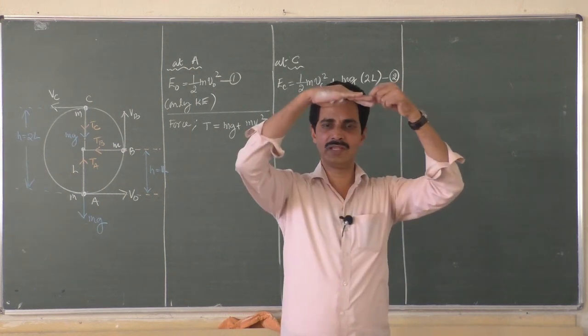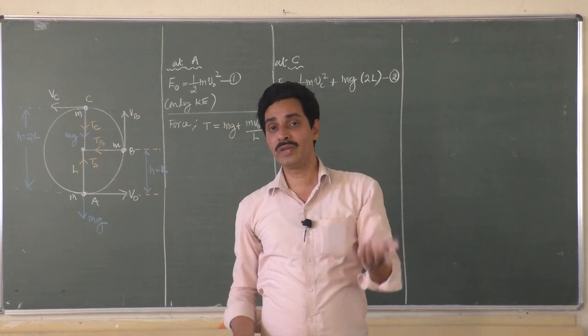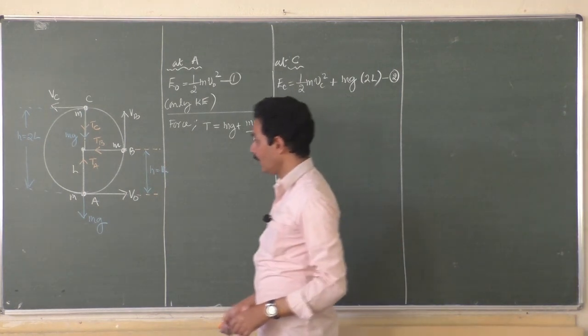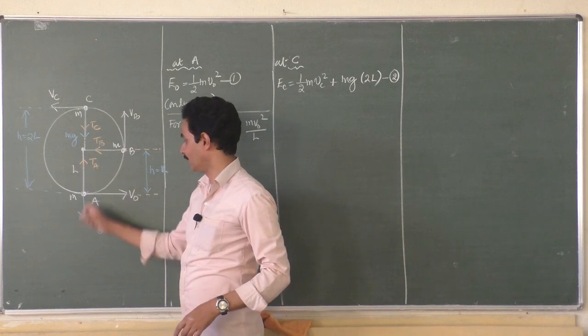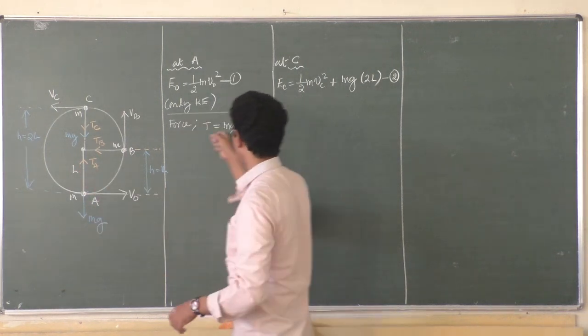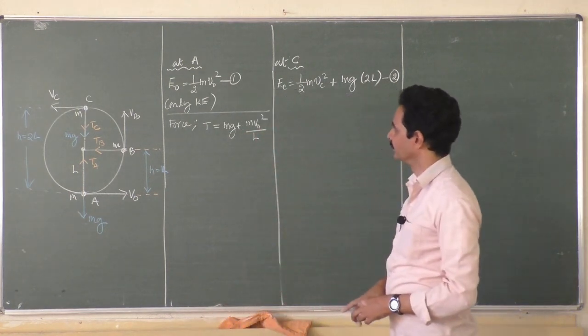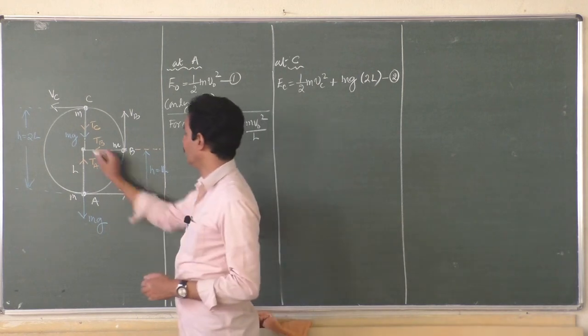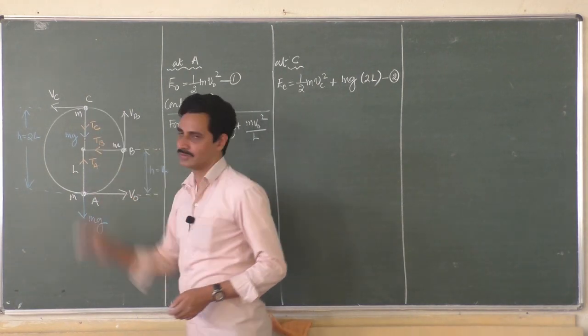What is the component of the weight in this direction? 0. So no weight will disturb the centripetal force. But here, the tension is acting here, weight is here. So tension is created also by weight. So mg plus mv squared by r. Okay. What about here? And our aim is by the time the object reaches C.